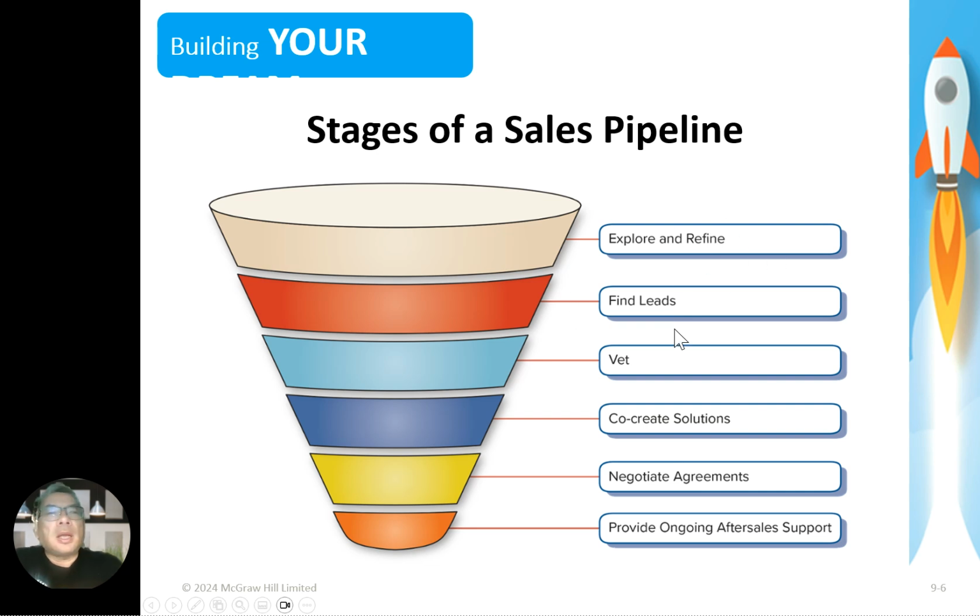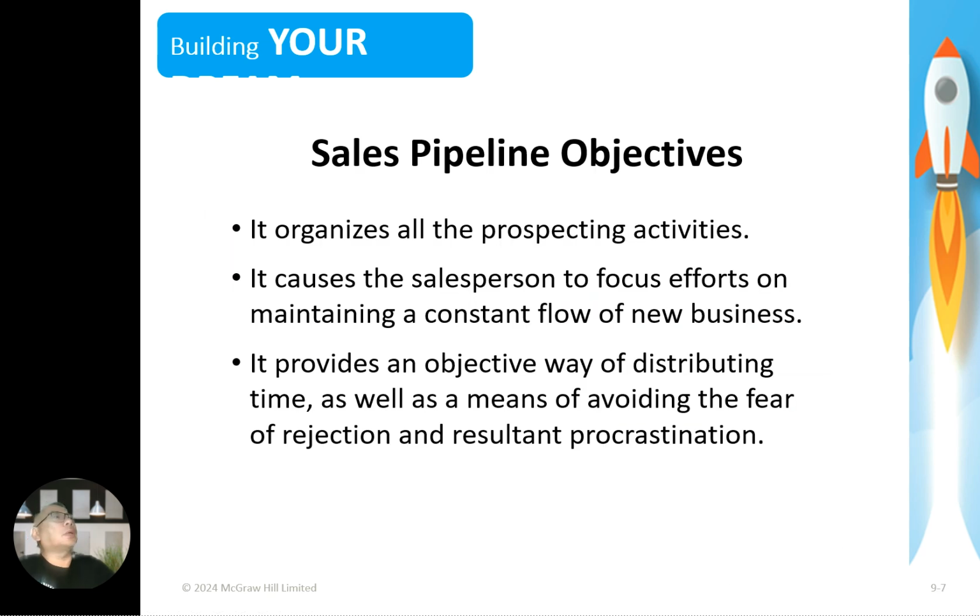For example, put in a specific area. Let's say I want to focus on investors that are coming from New York. So I focus on that one, find the lead. For example, I find a lead called Smith Barney Capital Management. So that's the one, and I find the leads, and then vet, co-create solutions, negotiate agreement, and provide ongoing after-sales support. So that's what I did in the past.